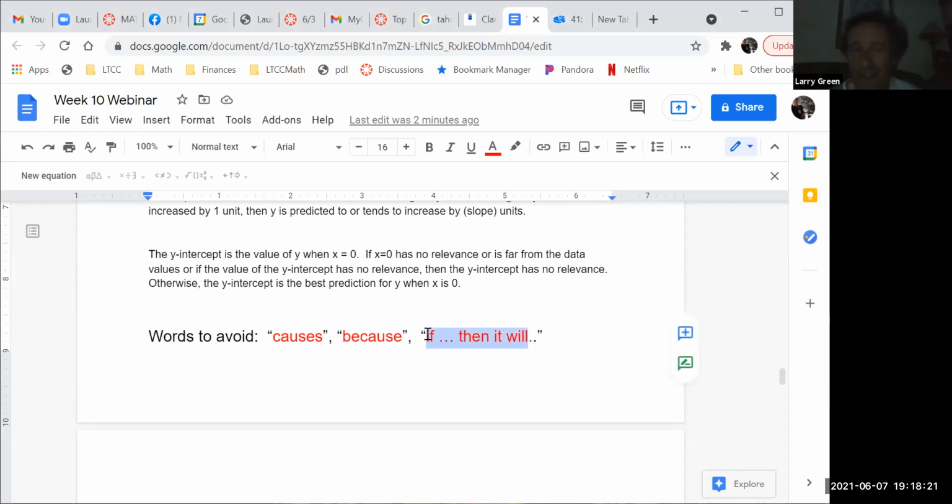Okay. So if you dye someone's hair gray, then they will get much older while you're dyeing it. Okay, which is just wrong. Okay, you can't say that. Even if you know there's a cause, if all you have is the regression analysis, you still can't use those words.